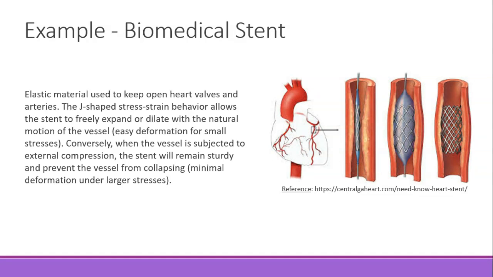An example of an engineering application of this type of response is a biomedical stent. This is a mesh-shaped object that is placed inside of a blood vessel in order to keep it open. So under normal stresses, which would be the typical stresses within the body, the stent needs to be able to flex and contract with the blood vessel itself. But when vessels are subjected to external compression, the stent must resist that deformation in order to keep the vessel open, thus leading to the J-shaped response.